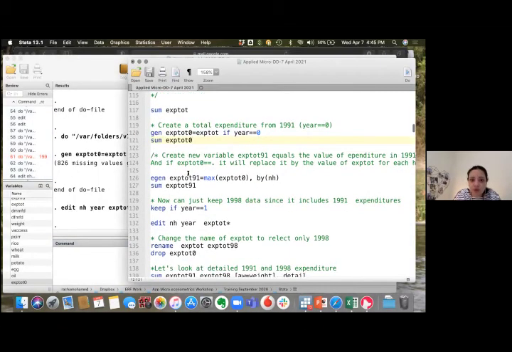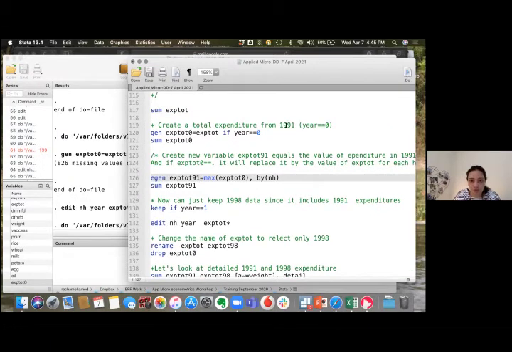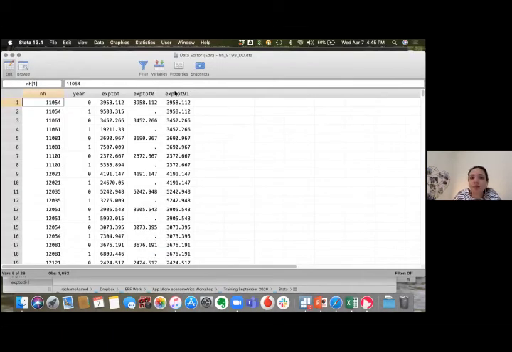Second step, what I will do is ask STATA to create a new variable called expenditure total 91, equal to the maximum of this variable by household. This yields the following. If you look at this, what is this variable? You can see that 91 equals the maximum in these two lines, which will be equal to the variable total expenditure 0. It is as if I'm creating a new variable called total expenditure 91 that equals the value of total expenditure in year 91.